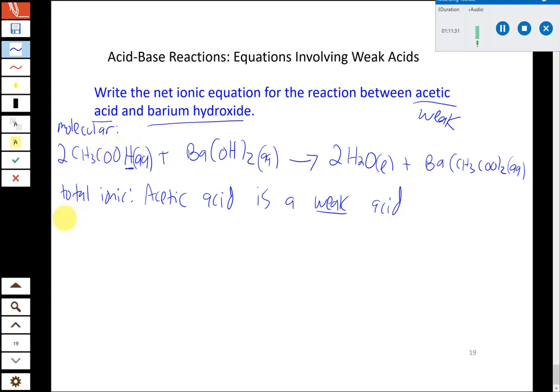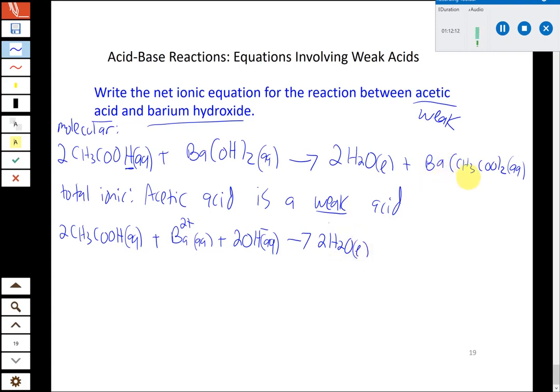So what that means is that for the total ionic equation, on the left side, we just have 2 CH3COOH, still AQ, but not separated into cations and anions because it's a weak acid, not a strong acid. Barium hydroxide is a soluble ionic compound, so that one we will split up. We get barium 2+, and then 2 OH minuses. So because it's a soluble ionic compound, it is going to separate into ions, as we talked about before. And then on the product side, we have water. Water is a liquid, so that's not going to get divided up in any way. That's just going to be 2 H2O.